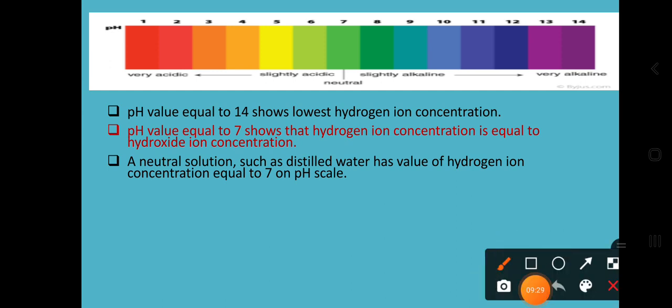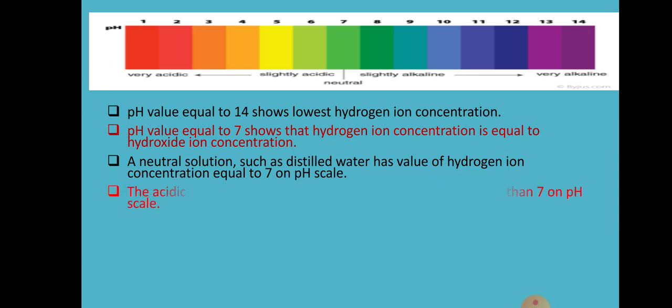A neutral solution such as distilled water has a pH value of 7. Which is the example of a neutral solution? That is distilled water. Dear students, what do you mean by distilled water? Distilled water you can obtain from rainwater. So the pH value of distilled water is 7, which indicates it is a neutral solution.